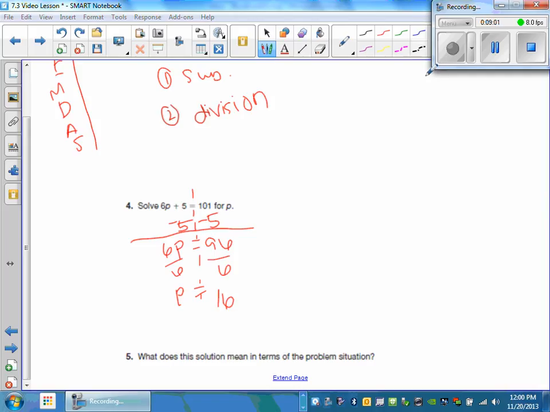For number 4, you should have gotten an answer of p equals 16. So if she spent $101, she bought 16 packs of cards. Next, I want you to move on to page 360 and complete all the ones on 360 and 361.